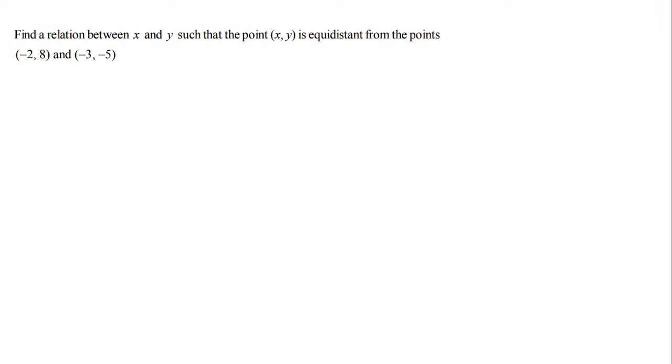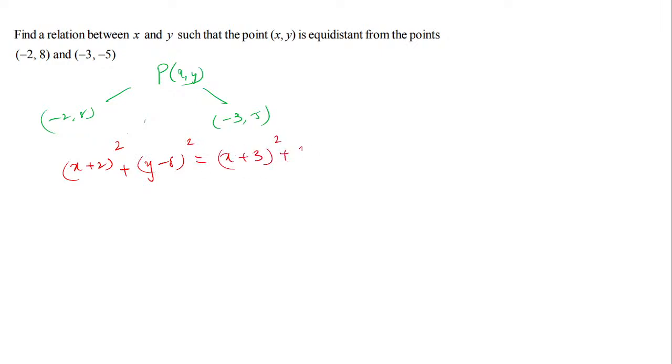x plus 13y equals 17. Okay, anyone else? So just see here, we have 2 points. Here this point x comma y is equidistant from minus 2 comma 8 and minus 3 comma minus 5. So if you observe carefully, applying the distance formula, I can write (x plus 2) whole square plus (y minus 8) whole square is equal to (x plus 3) whole square plus (y plus 5) whole square. Till here is it clear?